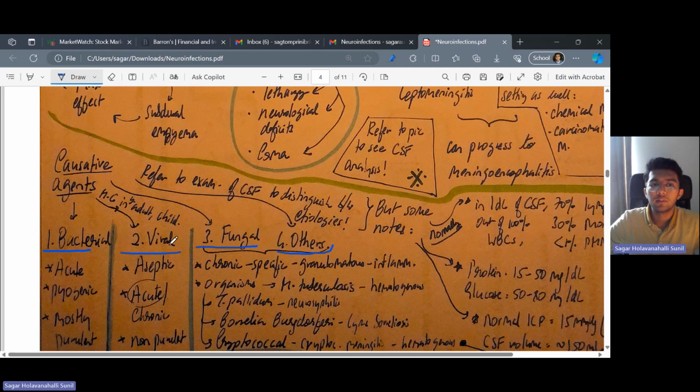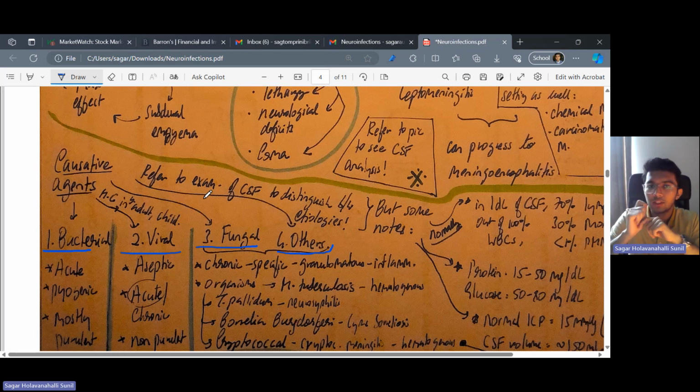Now, how do you distinguish between the etiologies? You have to do a CSF examination, cerebrospinal fluid examination. How do you do it? Mostly through lumbar puncture. Now, a very, very important thing, this usually comes in fourth year, but I think it's good to know. If you suspect meningitis, let's say a patient comes into the ER with nuchal rigidity, all the typical symptoms, headache, fever, etc.